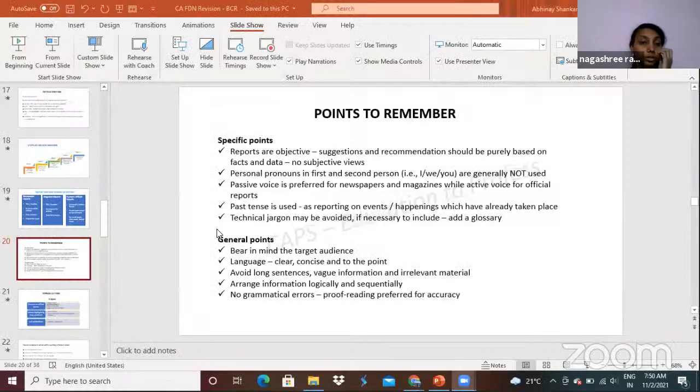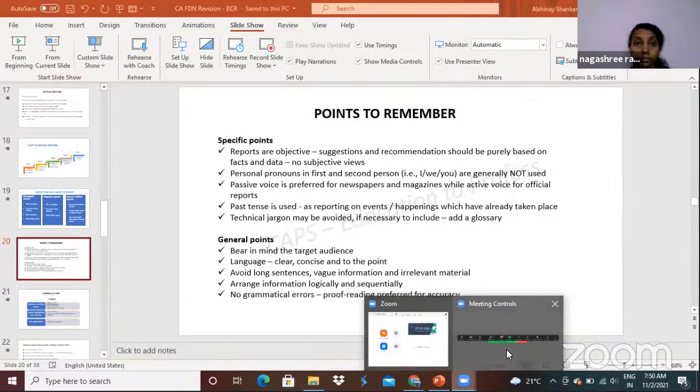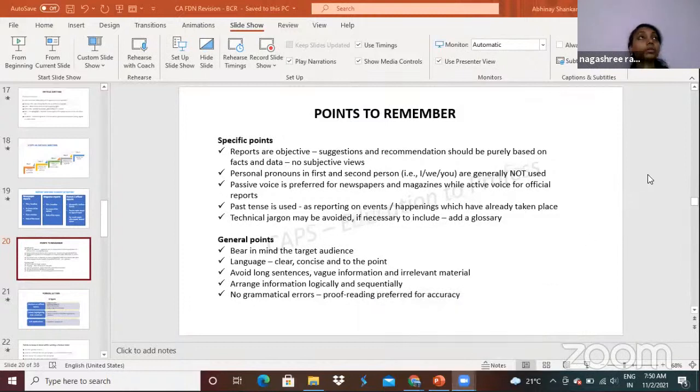Now, points to remember. Okay, can somebody read this out? We have two distinctions there. There are a few general points and there are a few specific points. So who would read this out? Yes, go ahead.